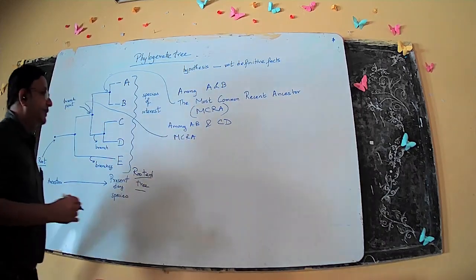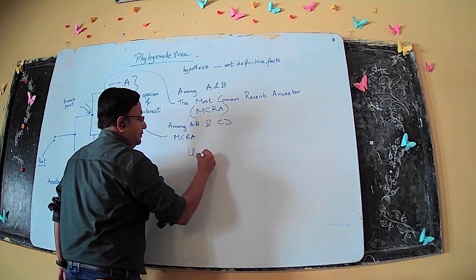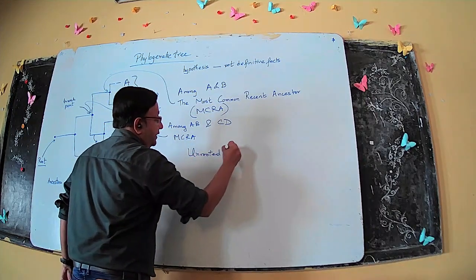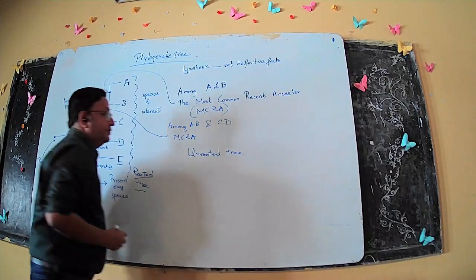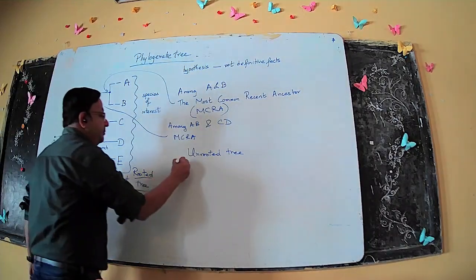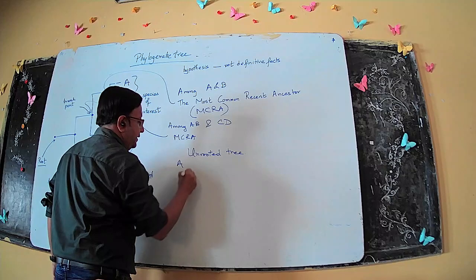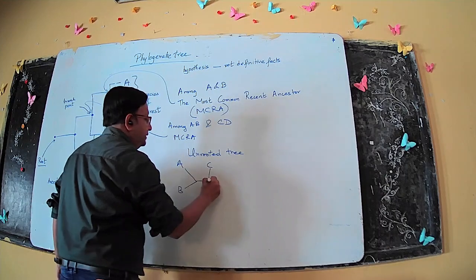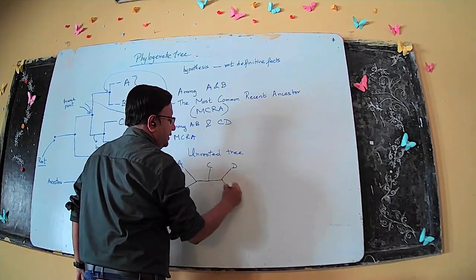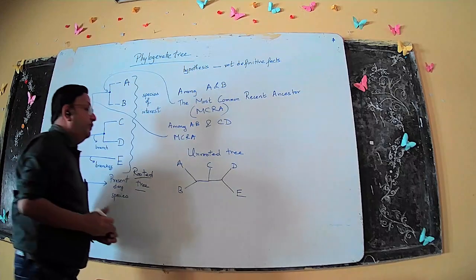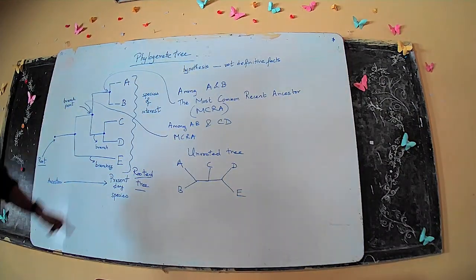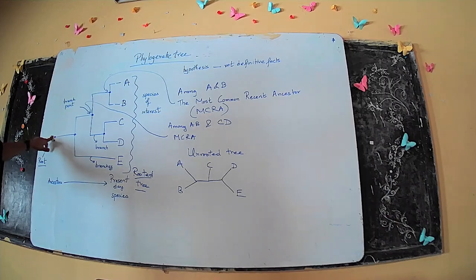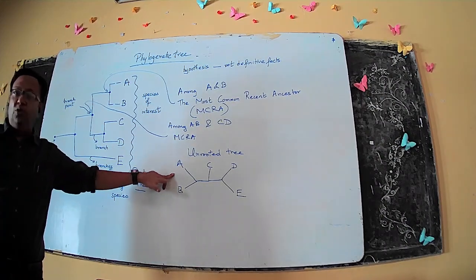You also have an unrooted tree. For example, A, B, C, D and E. You have drawn lines like this. This is an unrooted tree. There is no root here, from where you would get the start. This is an unrooted tree, no roots.